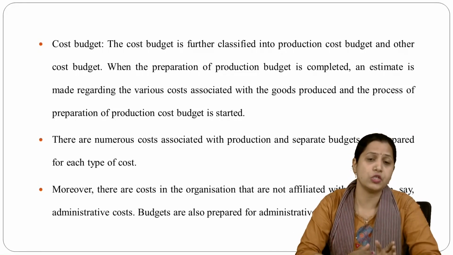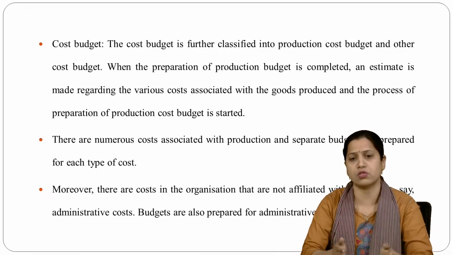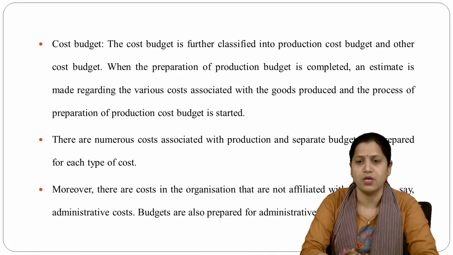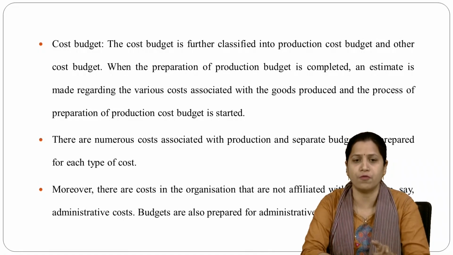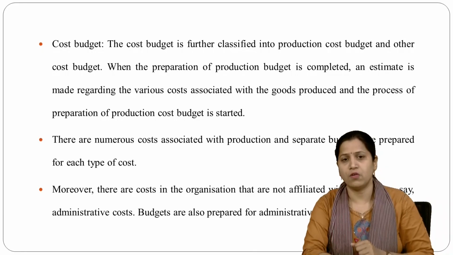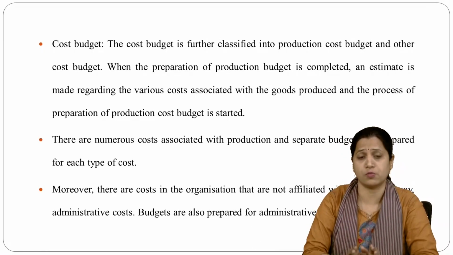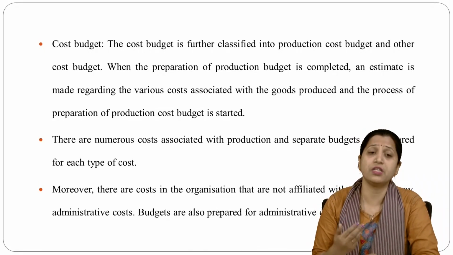So when the preparation of the production budget is completed, an estimate is made regarding the various costs associated with the good produced, and this process of preparation of the production cost budget is started. So what is the meaning of this? The cost budget is further classified into production cost budgets and other cost budgets. Why? Because we have to estimate the cost.